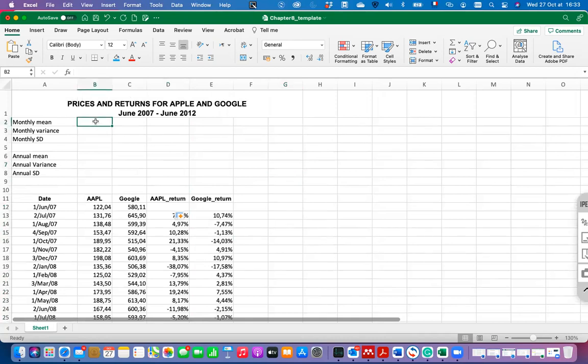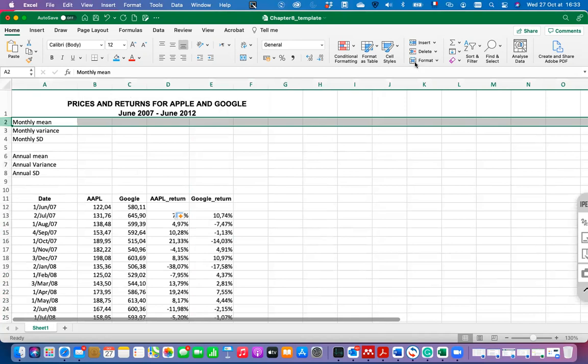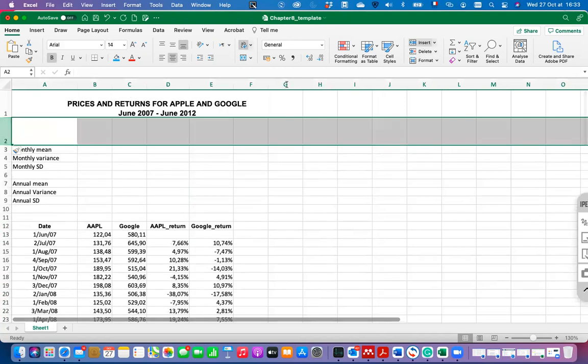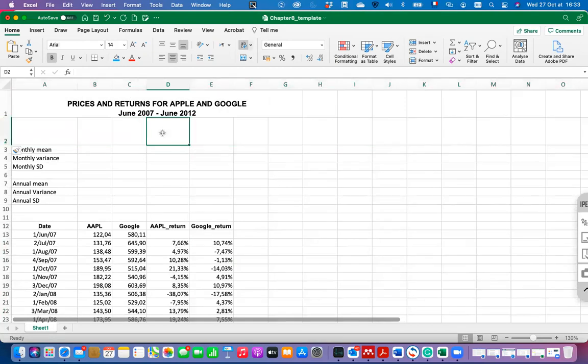Now here we have to compute the monthly mean, the monthly variance, monthly standard deviation. Then we have to convert them into annual mean, variance, and standard deviation. So we start by, so I will insert a new row here. I call this one Apple. And this one Google.